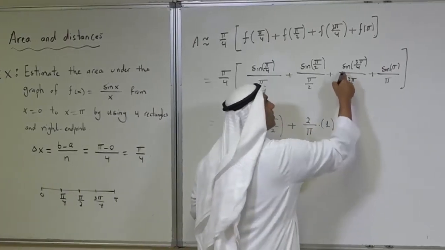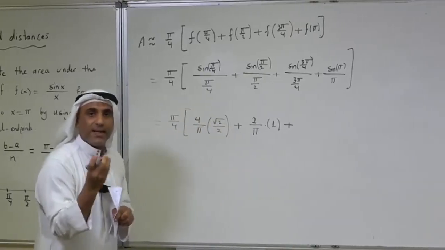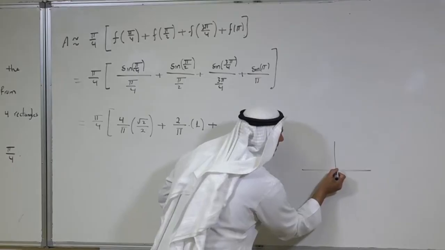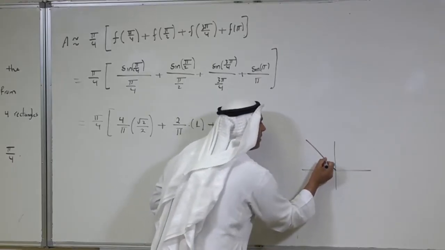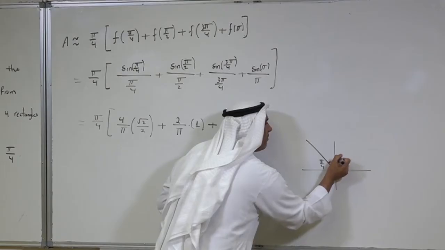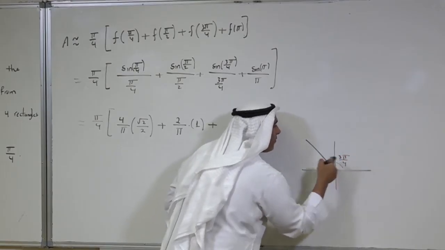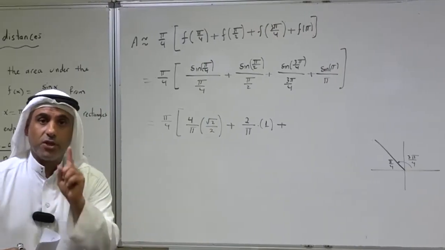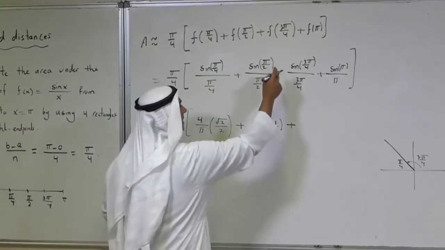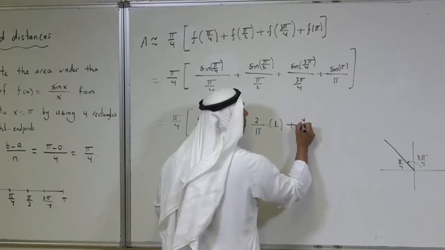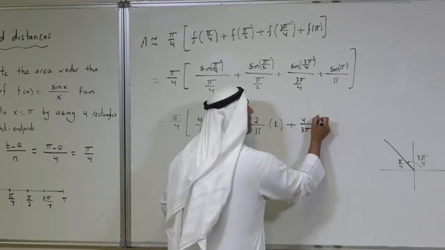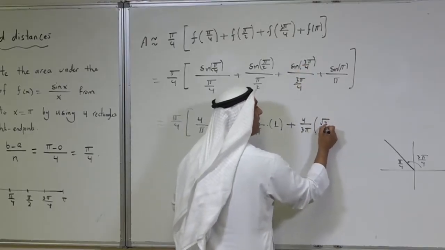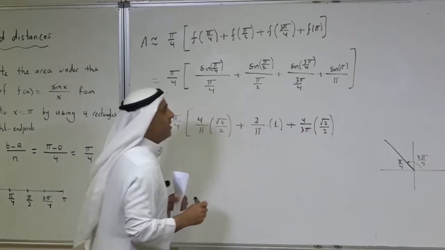Plus. Now, sine 3 pi over 4. How to calculate sine 3 pi over 4? You know, 3 pi over 4 is in the second quadrant, and the reference angle here is pi over 4. So sine of 3 pi over 4 is the same as sine pi over 4, because in the second quadrant the sine function is positive. So what is the answer then? It will be 4 over 3 pi times sine 3 pi over 4, which is sine pi over 4, that is radical 2 over 2.